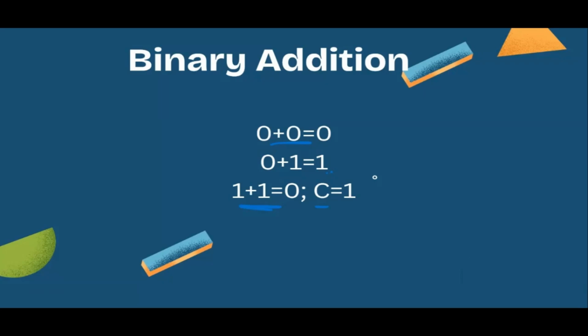The rules involved in binary addition are as follows. Just as in decimal addition, 0 plus 0 is equal to 0, and 0 plus 1 is equal to 1. In binary addition, 1 plus 1 is equal to 0 with the carry equal to 1. Here C denotes the carry.